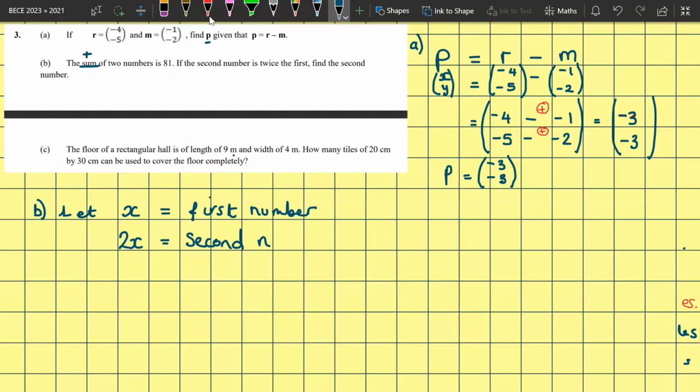Okay, you need to write this in your exam. Okay, you need to state this. Let x be the first number. Then, from the information given, 2x will be the second number. The sum of the two numbers is 81. So if I add up the first number to the second number, I should get a total of 81.